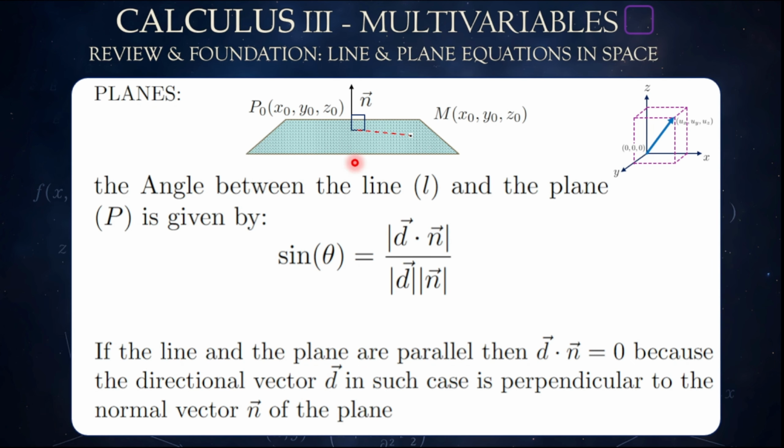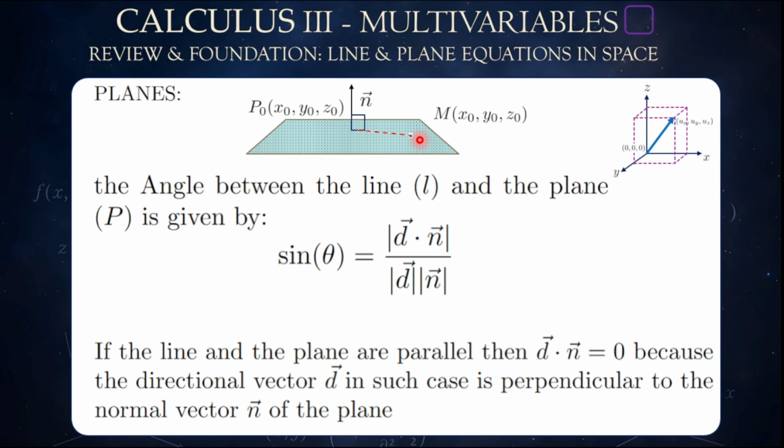The angle between the line L and the plane P is again given by sine theta equal to d dot n, the dot product between the two vectors, the director vector and the normal vector to the plane, divided by the magnitude of d times the magnitude of n. If the line and the plane are parallel, then d dot n is equal to 0. Why? Because the directional vector in such a case would be perpendicular, or normal, to the n vector of the plane, just like you see in this picture here.